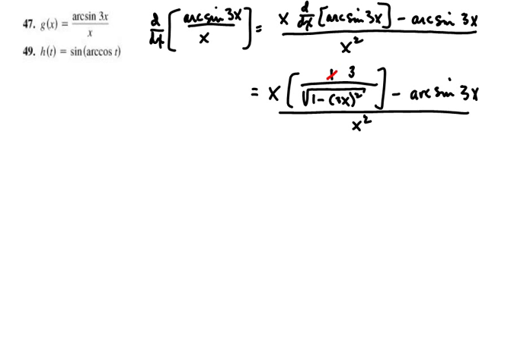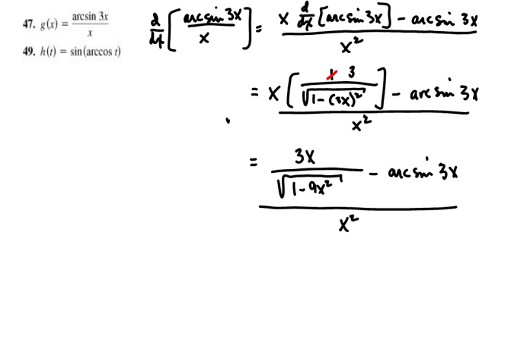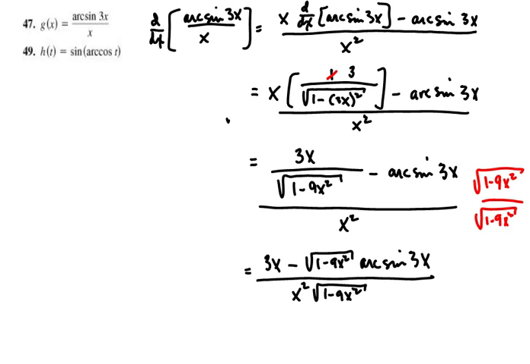But we can rewrite the numerator as 3x over the square root of 1 minus 9x squared, and then minus arcsine of 3x. Now this is crazy, but if we wanted to write this with a simple fraction, I would multiply numerator and denominator by the square root of 1 minus 9x squared. And we end up with something like 3x minus the square root of 1 minus 9x squared times the arcsine of 3x, all over x squared times the square root of 1 minus 9x squared. Anyway, I don't think that there's any clean way to leave this, and so we'll just stop at that point. And that's the derivative of number 47.